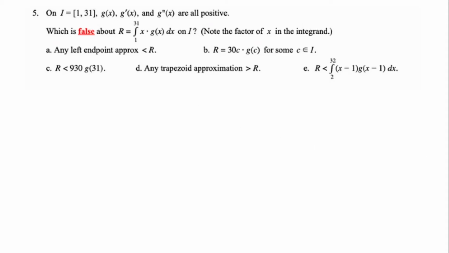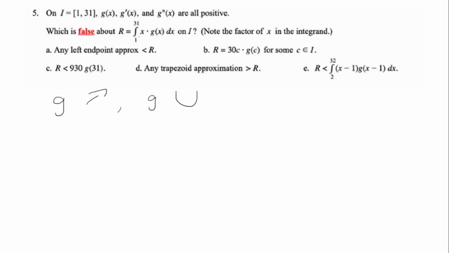We're given the interval from 1 to 31, and g of x, g prime of x, and g double prime of x are all positive. So we want to see which of the following is false about the integral. Okay, so first, because g prime is positive, that means it is increasing. So we know that g is increasing. G double prime is positive, means that g is concave up.